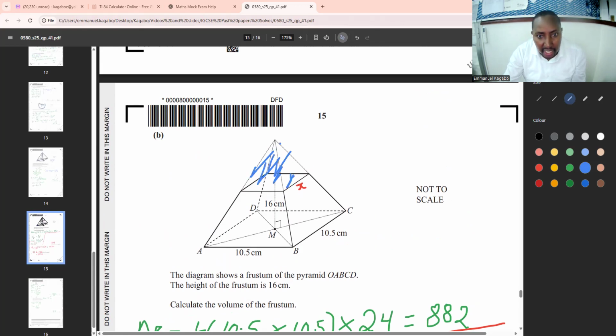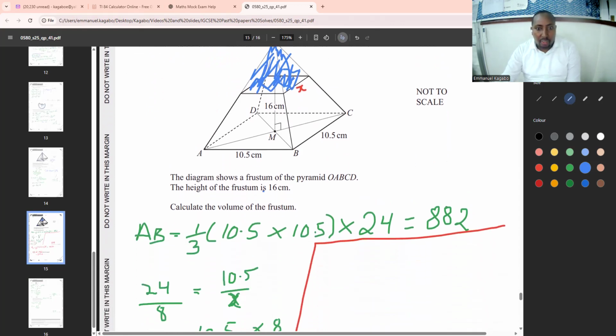Okay, guys, did you hear what I'm saying? The big pyramid and the small pyramid they cut off. That's what you have to go with. Okay, very good. Now, what will be the volume of the big pyramid? Volume of a pyramid, guys. It's one third times the base area, then times the height. Keep that in your mind.